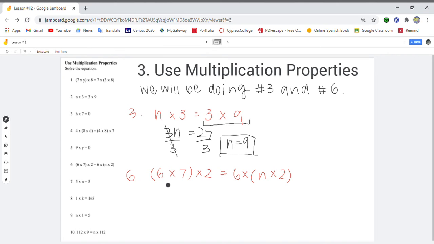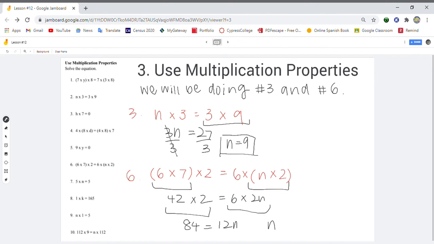And number 6 is 7 times 6, which is 42, times 2 equals 6 times 2n. This is just 2n's. So next, 42 times 2. That would be 84 equals 6 times 2n, which is 12n. So n equals 7. 12 times 7 is 84. So if you notice, there's a pattern. 9 times 3 equals 3 times 9. If you rewrite it, this is 6 times 7 times 2 equals 6 times 7 times 2. I hope you notice the pattern.